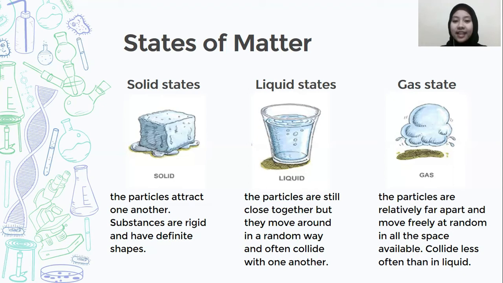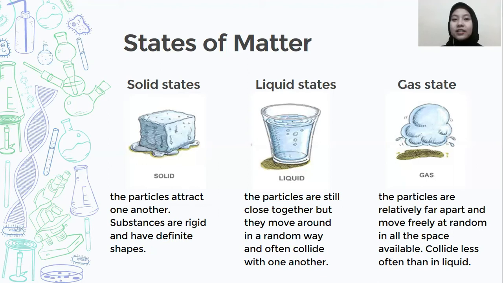And last, the gas state. In a gas, the particles are relatively far apart and move freely at random in all space available, colliding less often than in a liquid, and at a given temperature it has neither a definite shape nor a definite volume. It will take up the shape of any container into which it is placed and will spread out evenly within it. The volume of gases is affected quite markedly by changes in temperature.